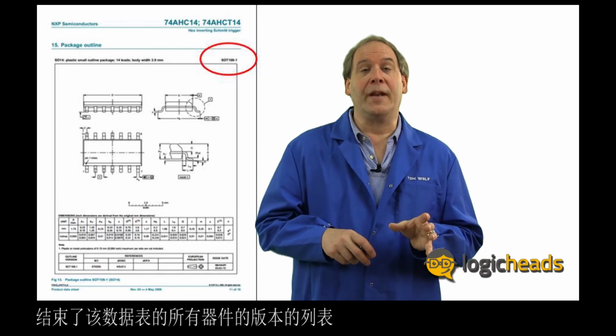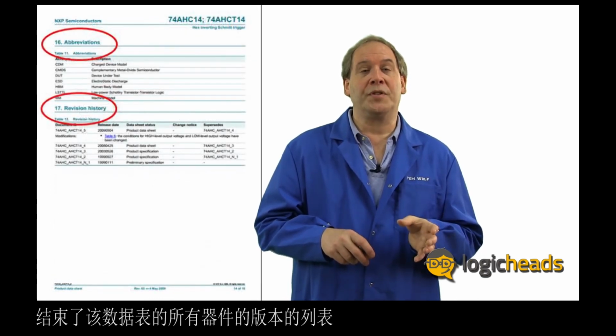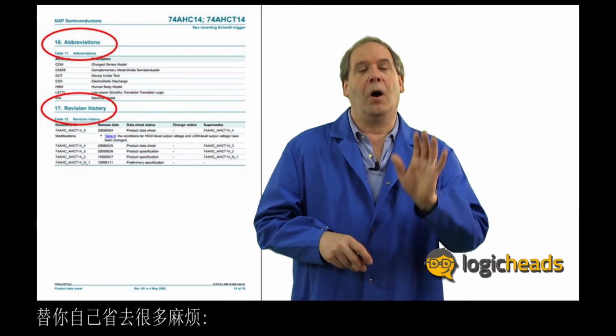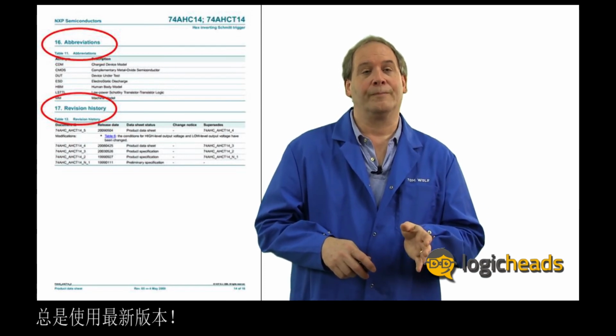And finally, wrapping up the datasheet is a listing of all of the revisions of the device, as well as a list of all the abbreviations used. Save yourself some trouble. Always use the latest revision.